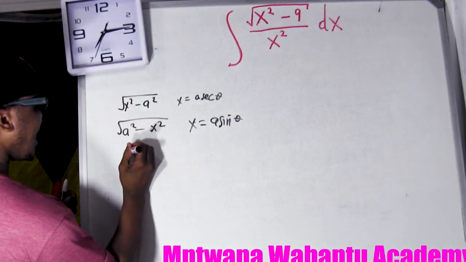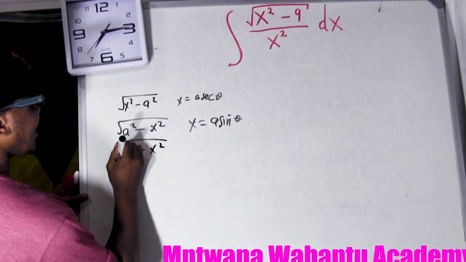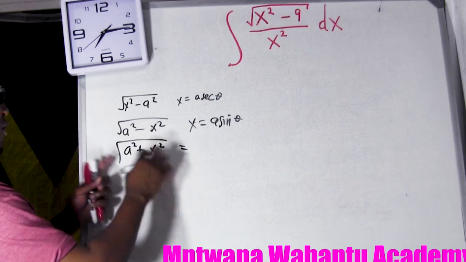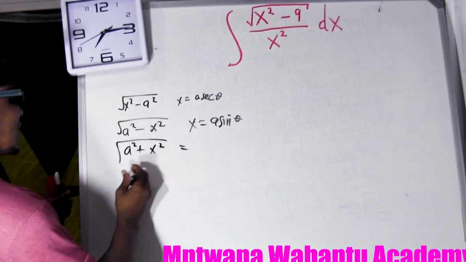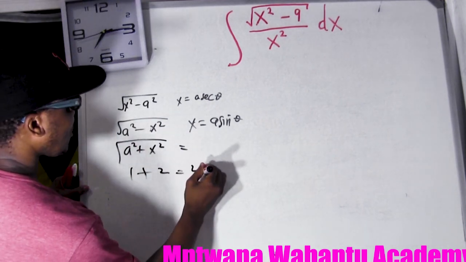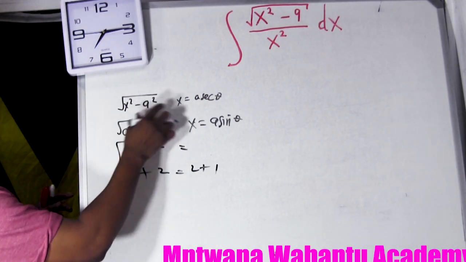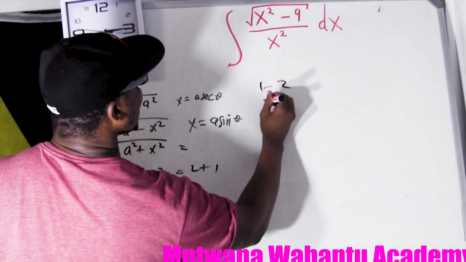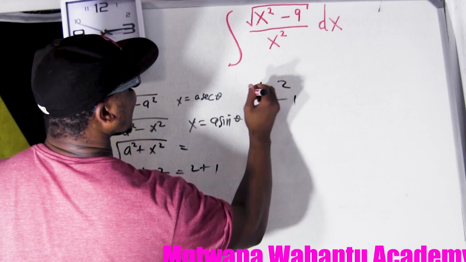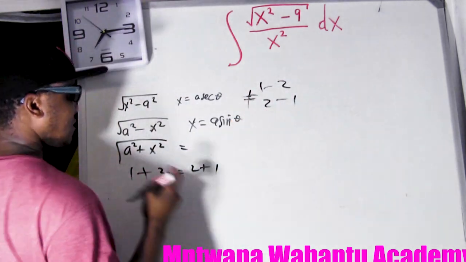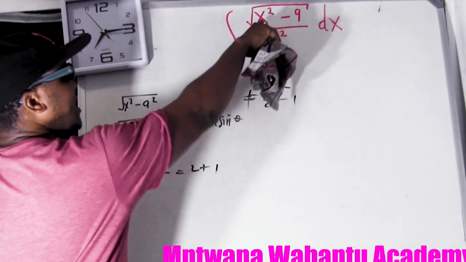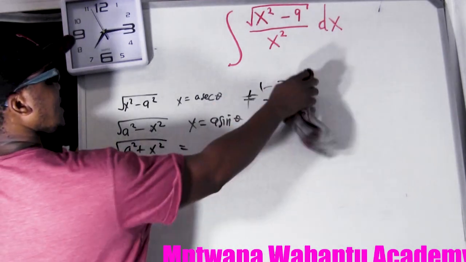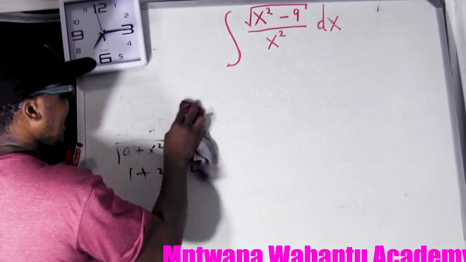But if it's a squared plus x squared, this is tan substitution, either way around. For tan, it can be either, because 1 plus 2 is the same as 2 plus 1. But for the others, it cannot be the other way around, because 1 minus 2 and 2 minus 1 are two different things that are not equal to each other. See? Now, let's go to the business. So this is going to be sec squared, because it's x squared minus that constant.